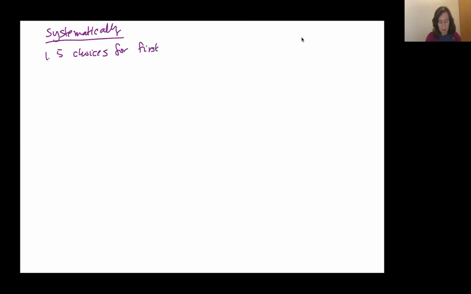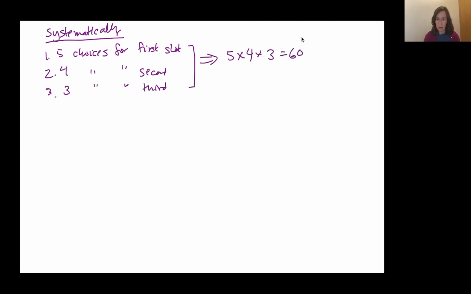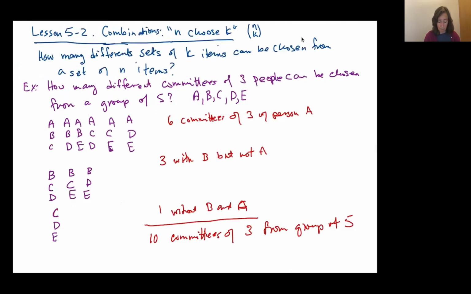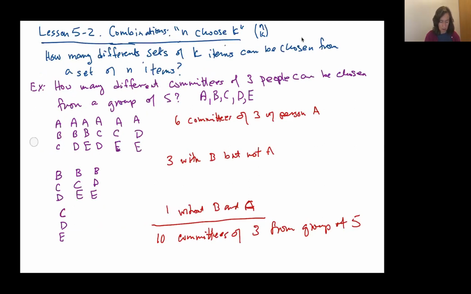For the first slot. And then once that person's decided, then there's 4 more. 4 for the second. And then we have 3 choices for the third. Okay, so this seems to imply that we should have 5 times 4 times 3 equals 60 possible committees. That's not what we got before. It's way more, right? We only got 10 here when we enumerated.